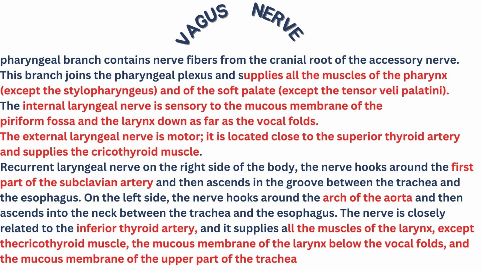Then there are the external and the internal laryngeal nerves. The internal laryngeal nerve is sensory to the mucous membrane of the piriform fossa and the larynx down as far as the vocal folds. The larynx below the vocal fold is supplied by the recurrent laryngeal nerve.